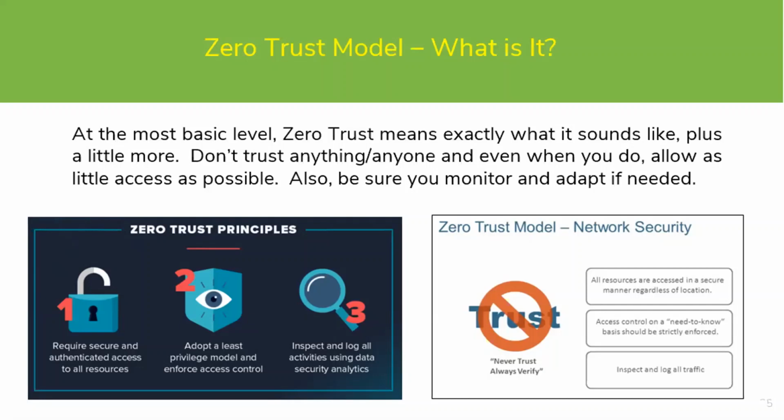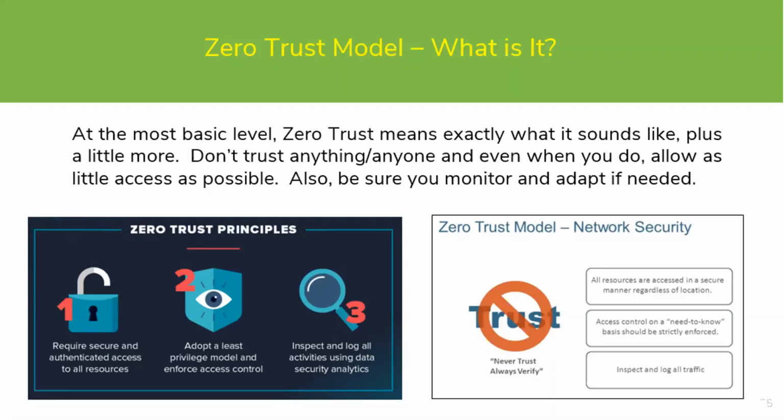So there's really three primary components. There are breakdowns of this at a more granular level, but really these are the primary goals for a zero trust model and the primary principles. First, of course, you want to require secure and authenticated access. So anything that connects to the network needs to be authenticated. You need to know who or what that is before you allow any access.